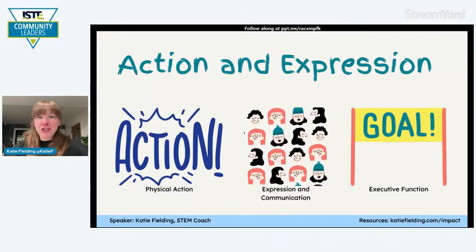So physical action, as I said, for students with mobility differences, they may need a mouse, or they may need a trackpad, or they may need to use an iPad, or they may need to use their voice to navigate their computer. So giving students choice in action and how they navigate their digital world. We need to give them choice in expression and communication.